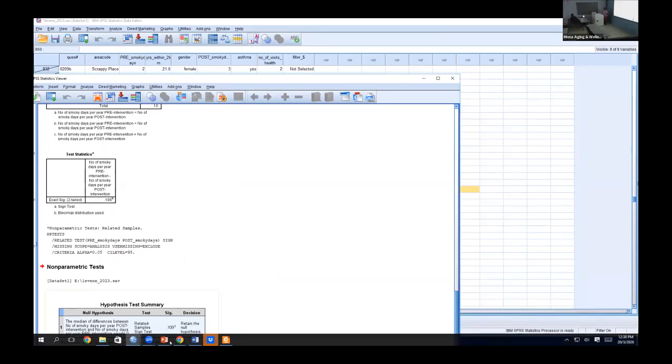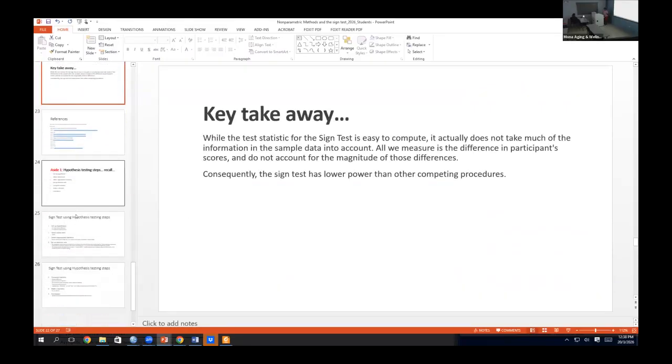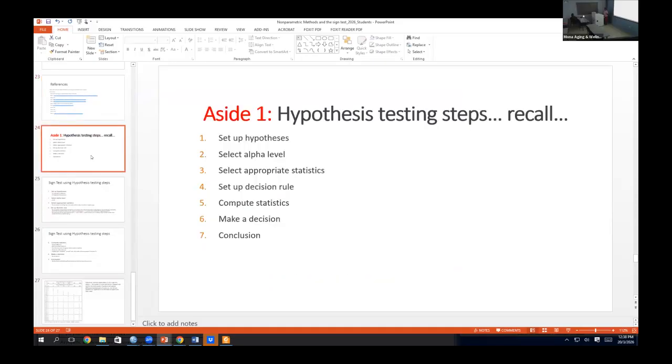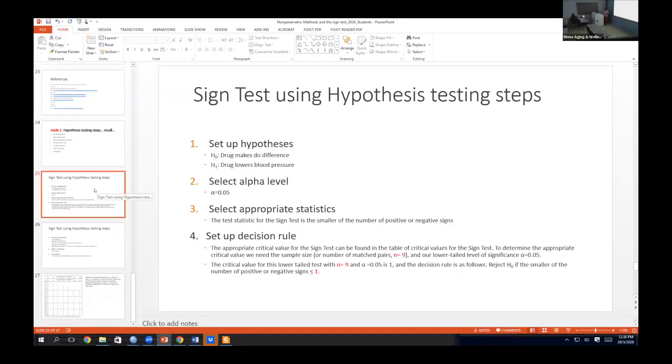So that is that. Let me see what else is on your handout for today. Okay, so we spoke about that already. These are some references. If we were supposed to apply the hypothesis testing steps that we used in semester 1, yes, we're finished with SPSS for now, for today. You can shut down. We'd set up our hypotheses: the drug makes no difference, the drug lowers blood pressure. You can put it in words or put it in symbols, which we still need to talk about.